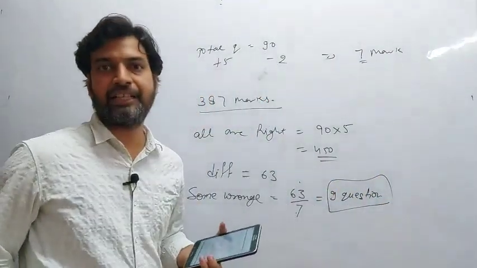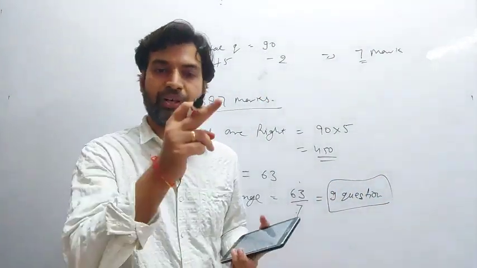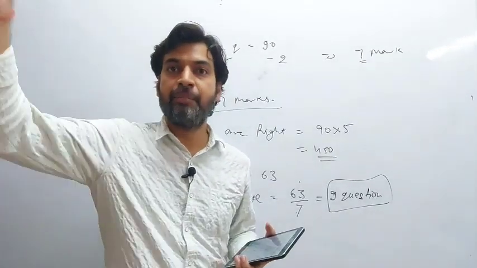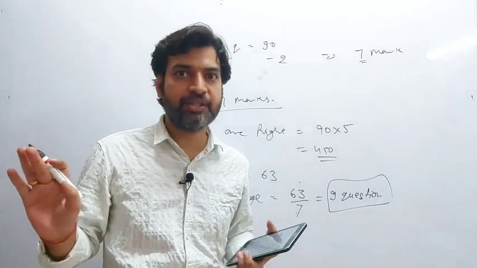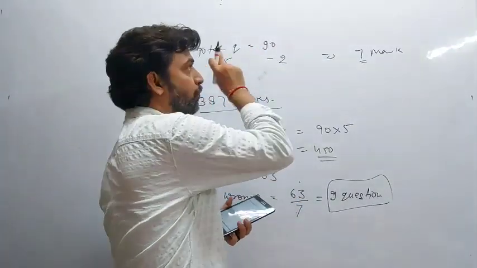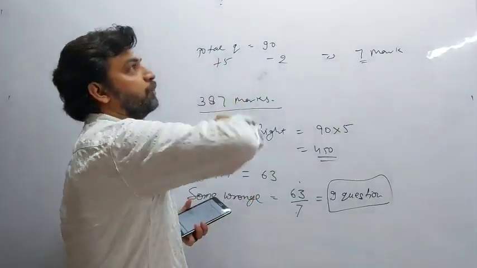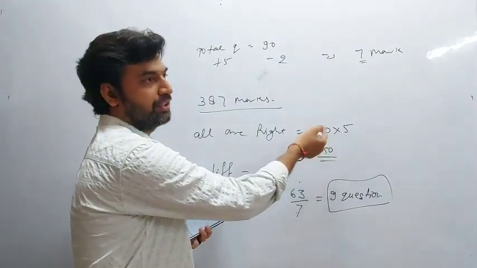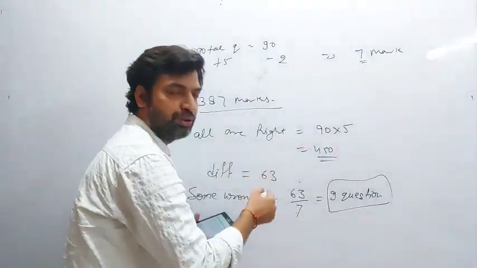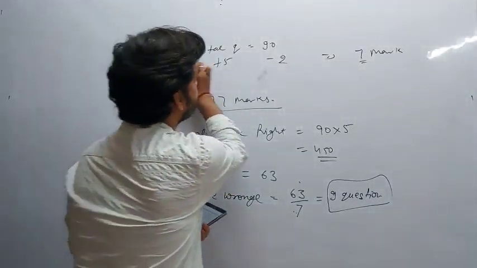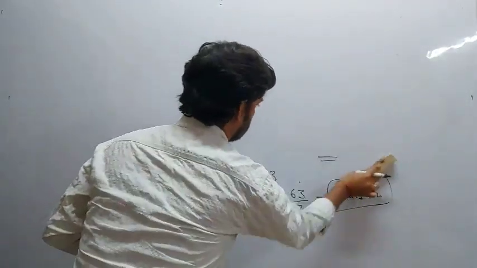You can clearly think that if you attempt a question and it is right, it will give you plus 5. But if it is not right, the plus 5 is removed. You are not getting plus 5, and you are also losing 2 marks from your score, that means minus 2. So one wrong question gives you a 7 marks difference. That's why we assume all are right, but if it's wrong, plus 5 is less and minus 2 is also there. So the answer is 9 questions.